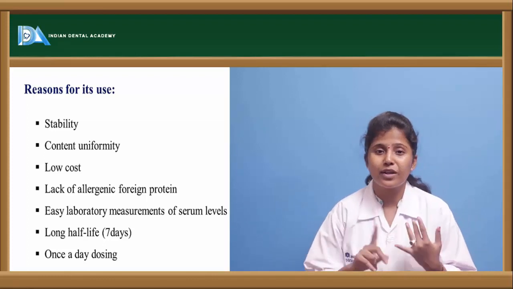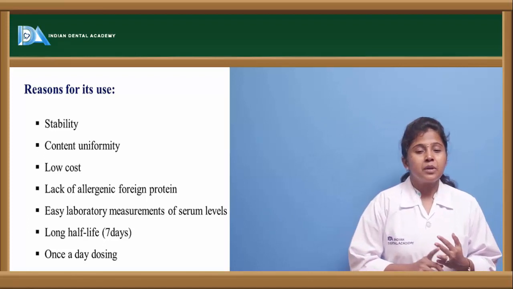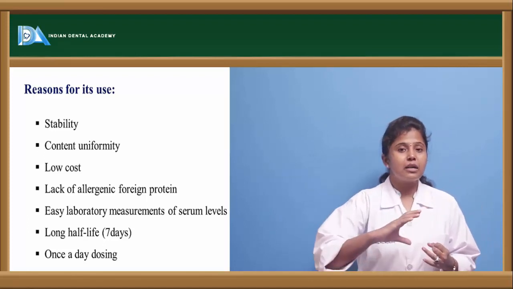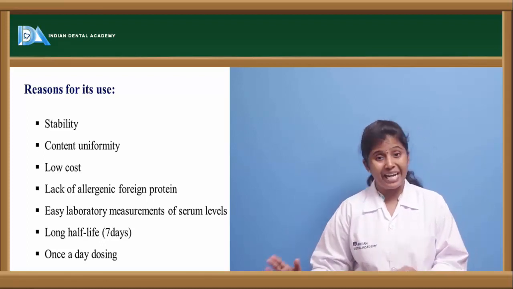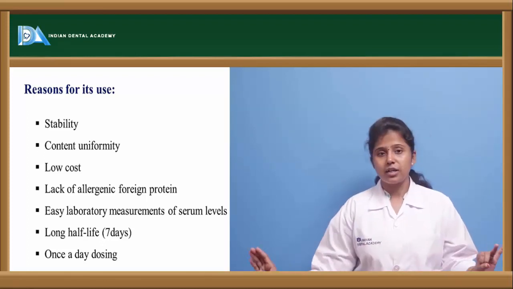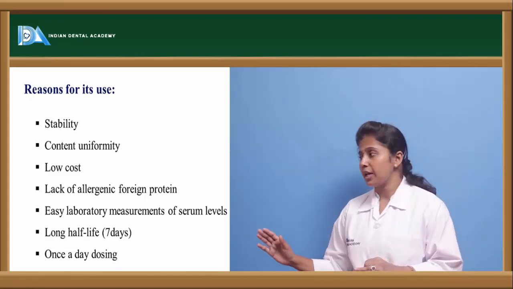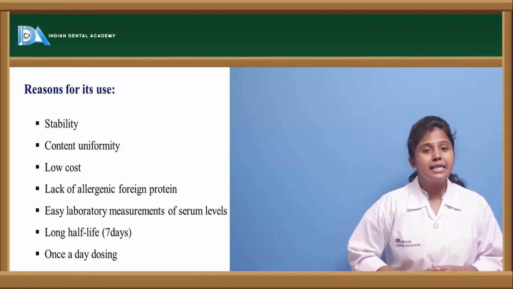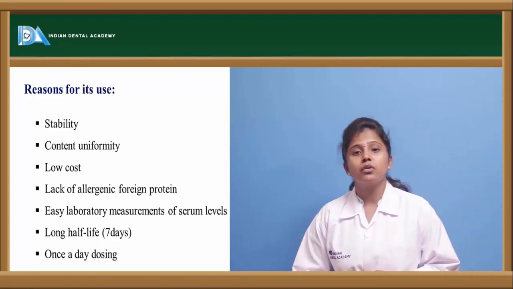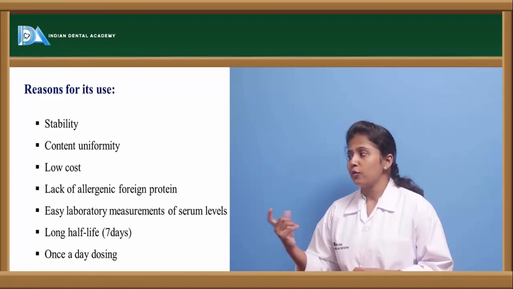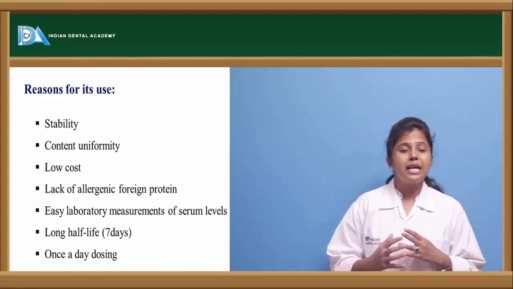Levothyroxine is cost effective, so anyone can buy the product, and it is stable. As we follow the therapy of levothyroxine for 6 to 8 weeks, it leads to a stable condition of the thyroid hormones and proper functioning. Content uniformity is a physical parameter used to evaluate the formulation. For better content uniformity this is preferred, and it does not cause any allergic reaction.